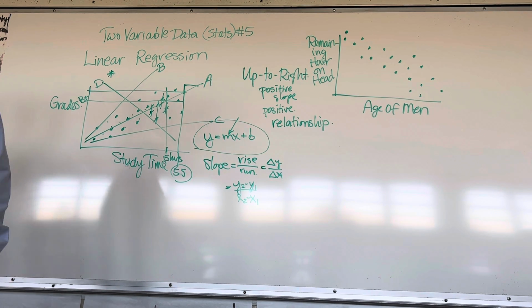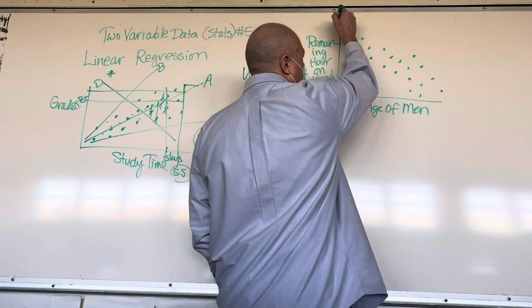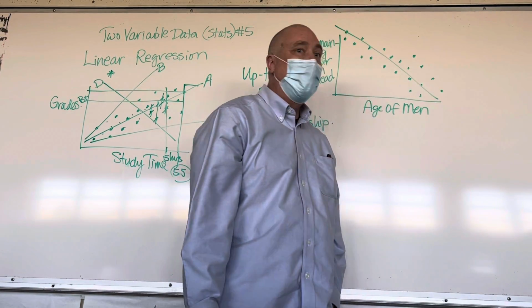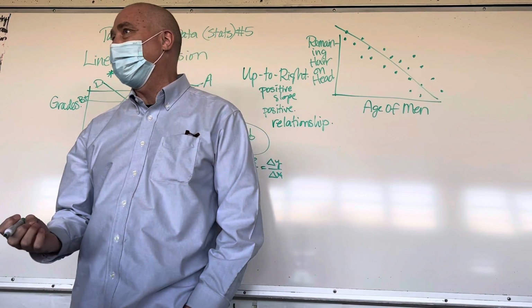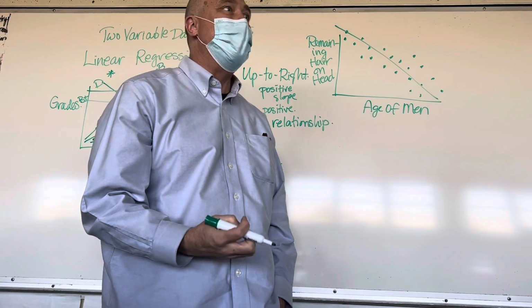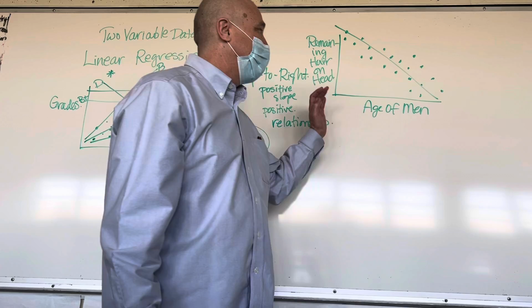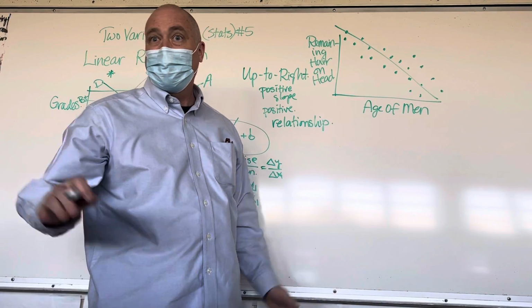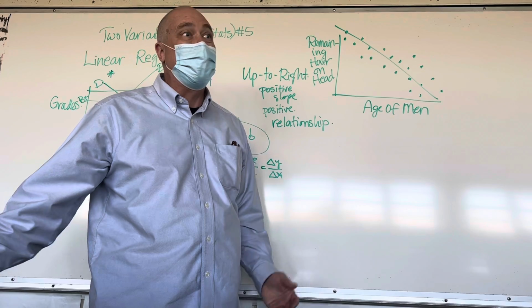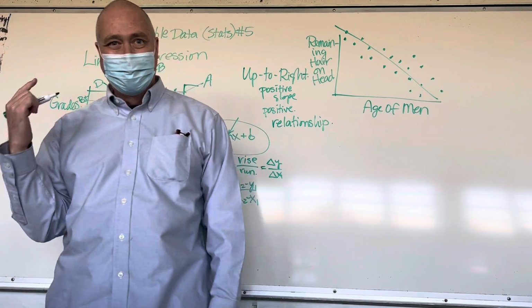Well, I just want to point out this, right? A negative relationship. That's the only thing I want to get to before I end this, all right? A negative relationship. The more this increases, the more this decreases. And this is down to the right. This is a negative slope, okay? Good.